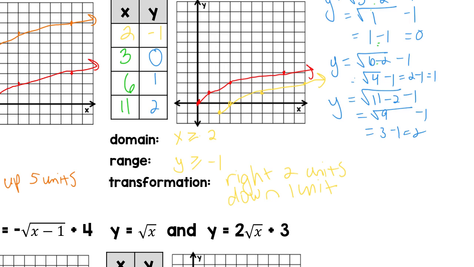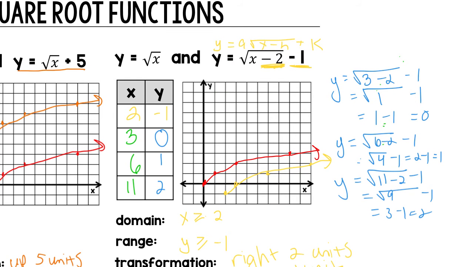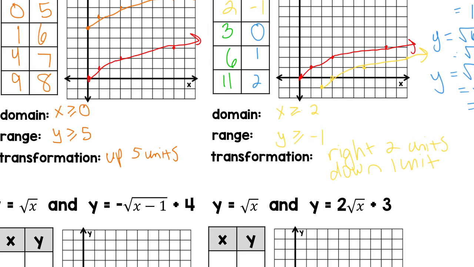If we look at our equation, we can see that right 2 is this 2 in the H position, down 1 is -1 in the K position. All right. Moving on.